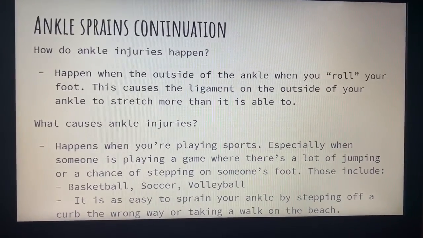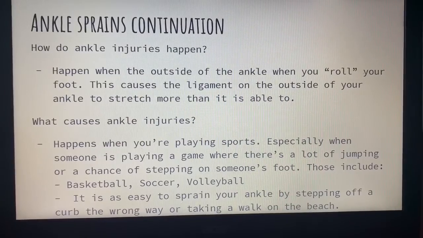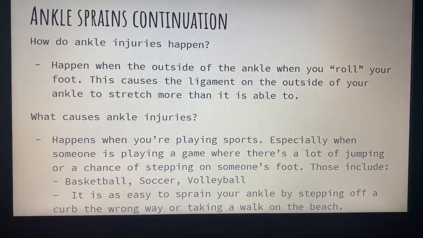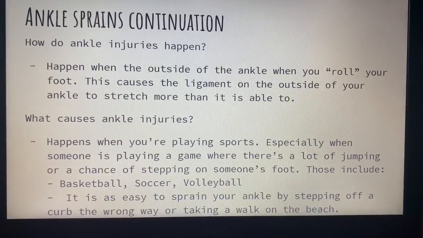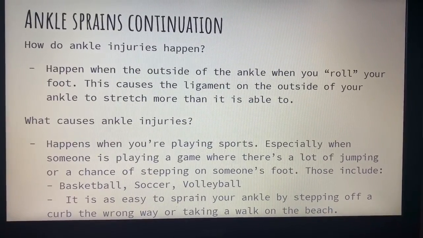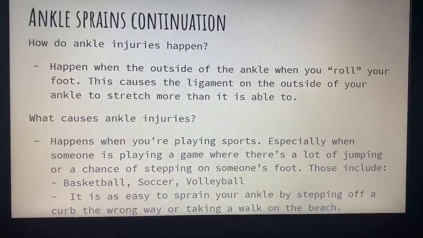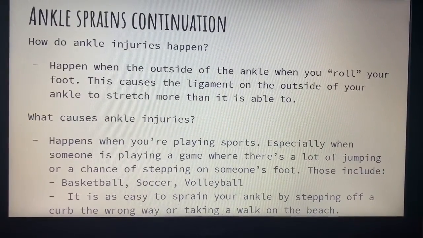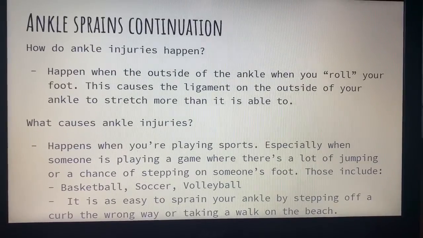What causes ankle injuries? It happens when you're playing sports, especially when you're playing a game where there's a lot of jumping or a chance of stepping on someone's foot. Those sports include basketball, soccer, or volleyball, but it can happen in any sport. It is easy to sprain your ankle even by stepping off a curb the wrong way, taking a walk on the beach, or walking up the stairs.